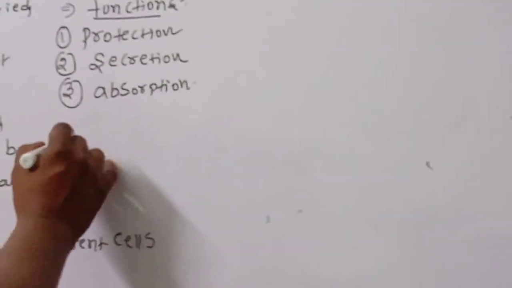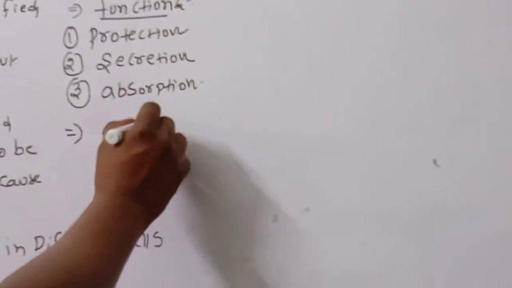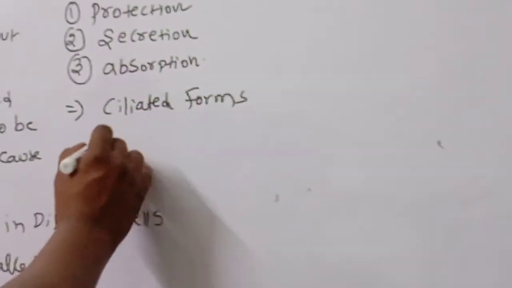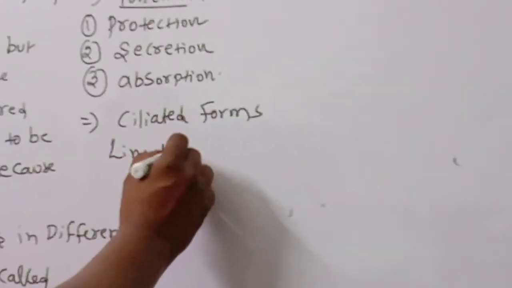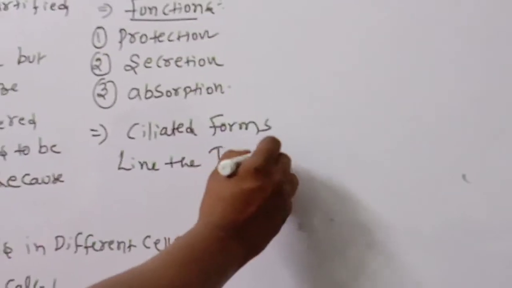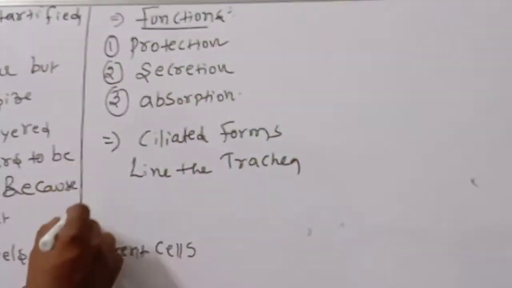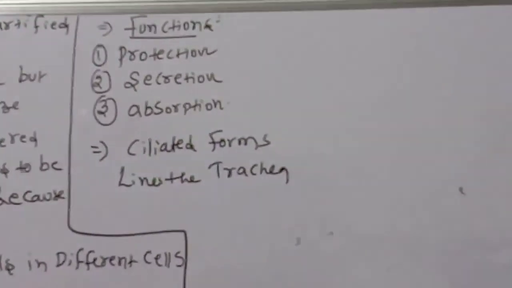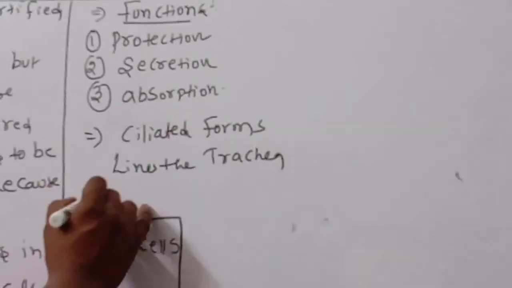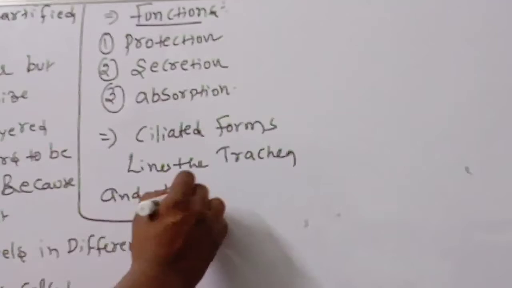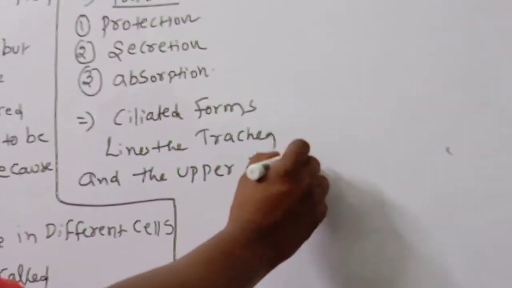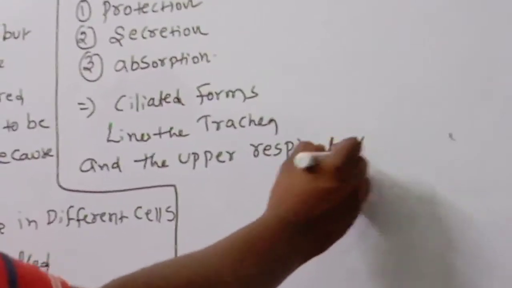Ciliated forms: in this also, cilia are there on the cells. Ciliated forms line the trachea. This point you should remember. Ciliated forms line the trachea and the upper respiratory tract.